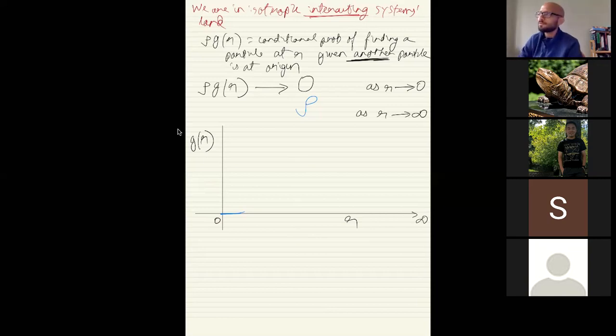And every time there is one student in the class who will be very upset about this. No, it's a probability, it should go to 1. But the point I'm trying to make here is that if you had a very low density system, then it should still go to 0, right? If the density is very, very low, then the conditional probability of finding something at R should be very small. So for a high density system, it should go to rho.